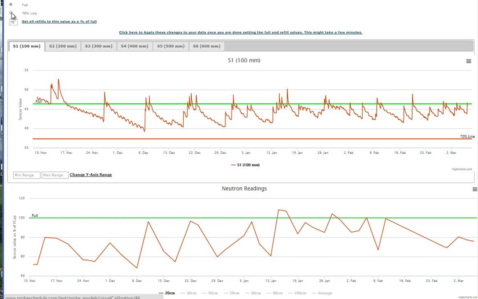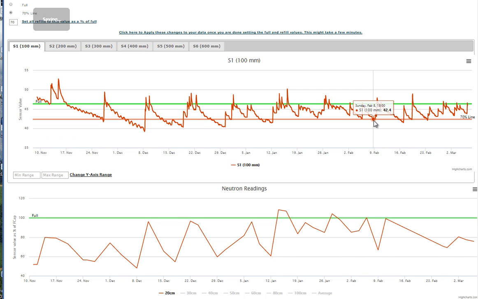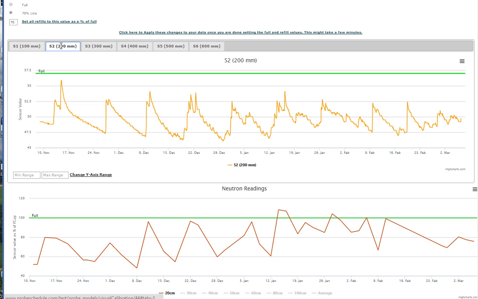I can go full, then switch to refill up here, and now I'm looking for the 70% line, which is just above this point here on February 9. That's somewhere in there. So pretty close to that point is where my 70% line wants to be. That was the 100 sensor, which in fact I don't have in neutron. I just use the same as I would for the 200.